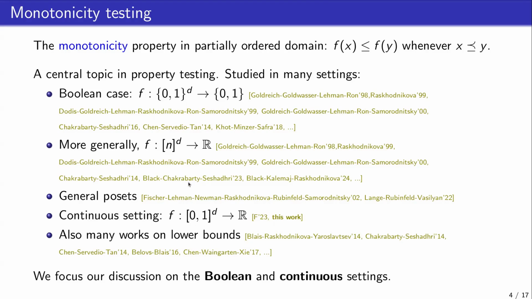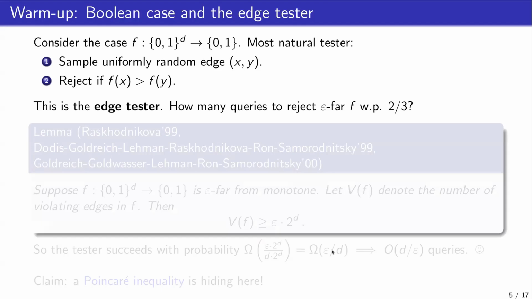And in addition to various algorithms and upper bounds, we also have many lower bounds for all of these settings, but this talk is mostly about upper bounds. And in particular, I'm going to talk mostly about the Boolean setting as a comparison point, and then the continuous setting as the contribution of this work. So as a warm-up, I'm going to tell you about one algorithm for testing monotonicity of Boolean functions on the Boolean cube, and why it starts revealing this connection between monotonicity and isoperimetry.